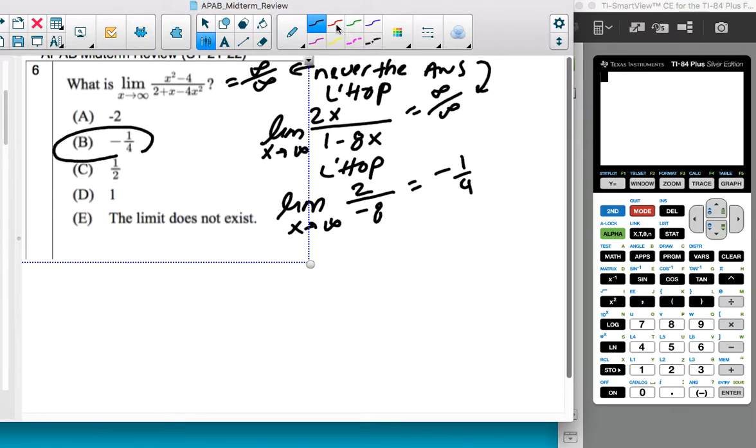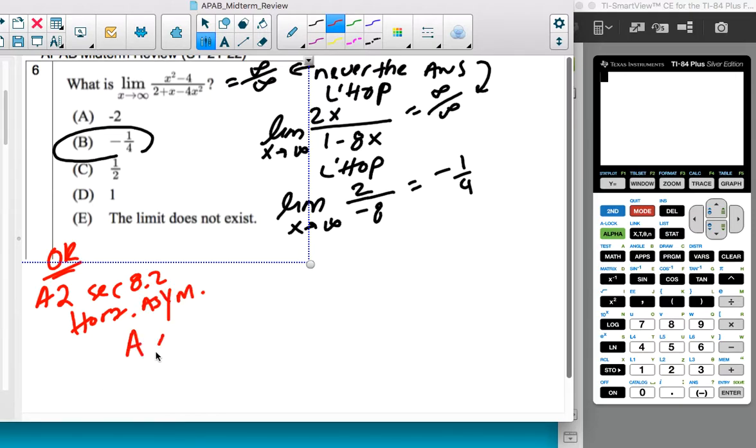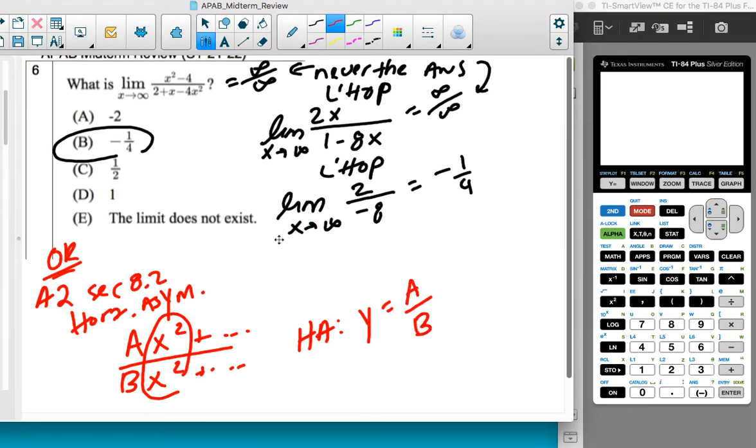That's fine. There is also an Algebra 2 way. If you look at Algebra 2, section 8.2, we talk about horizontal asymptotes. So this is just another way to do the same problem. You may remember that when we did the horizontal asymptotes of rational functions, if you had something like ax squared plus some stuff over bx squared plus some stuff, if these degrees were the same, then the horizontal asymptote was the fraction of the leading coefficients. Well, based on that argument, the degrees of this thing are the same. The fraction of the leading coefficients would be 1 over negative 4, and sure enough, it's the same answer. So either way, you get B.